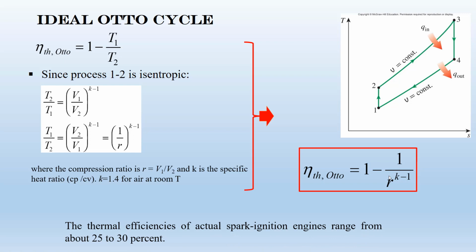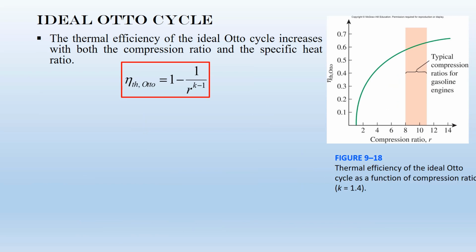Keep in your mind that the thermal efficiency of actual spark ignition engines is low. It's something between 25 to 30%. And then, this is the equation, correct? Based on this equation, we are interested in the highest value of R.